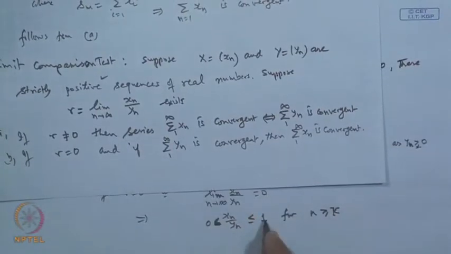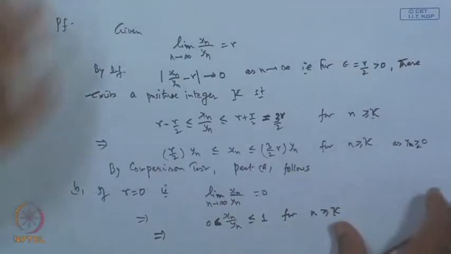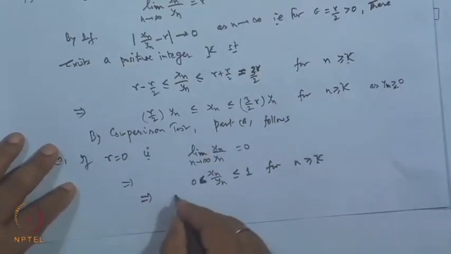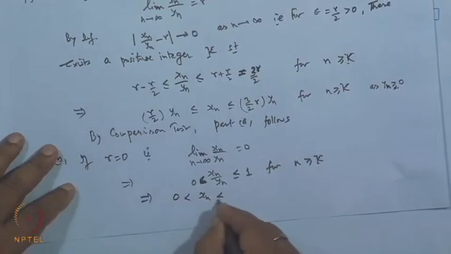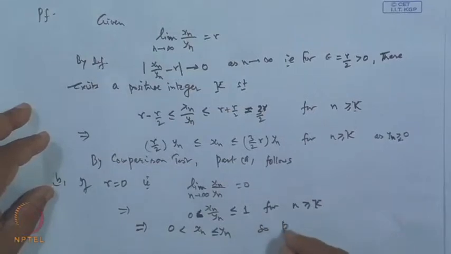If, suppose, sigma y n is convergent, then from here you multiply by y n. So, this implies that 0 is less than x n, which is less than or equal to y n. So, if sigma y n is convergent, sigma x n will converge. So, part B follows. Clear?